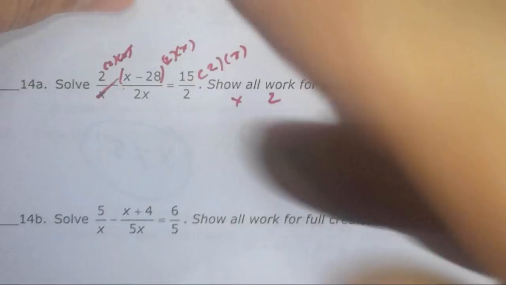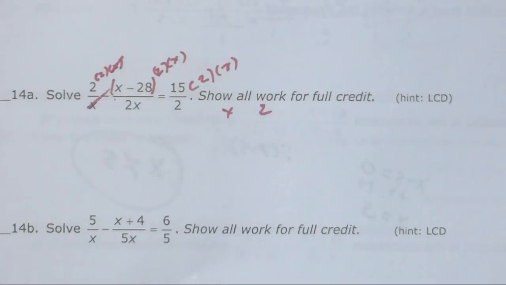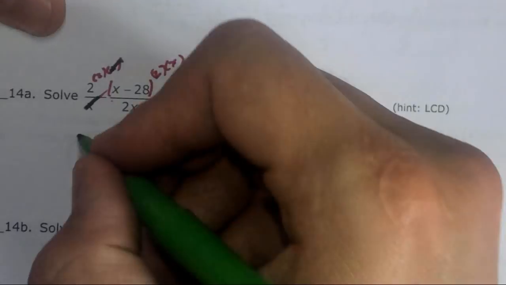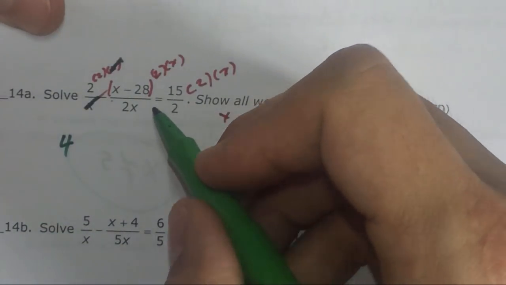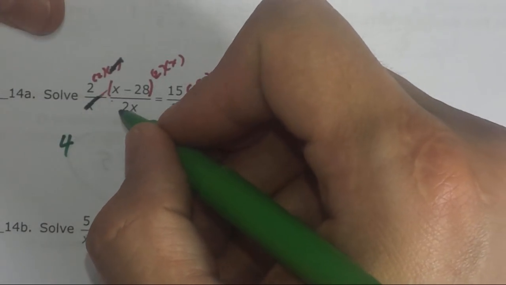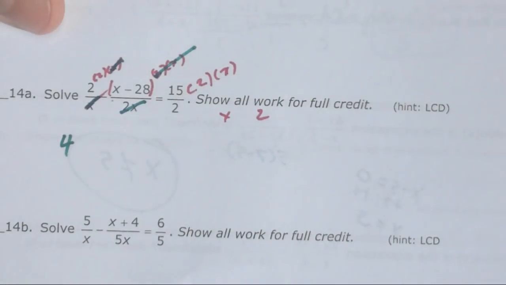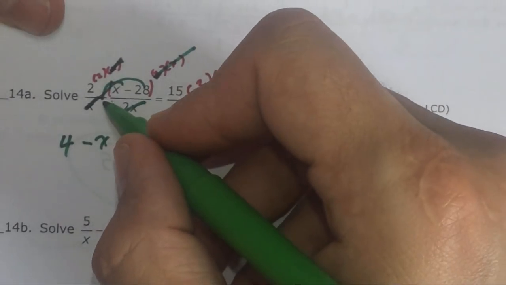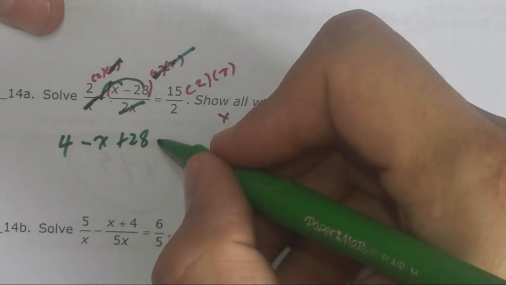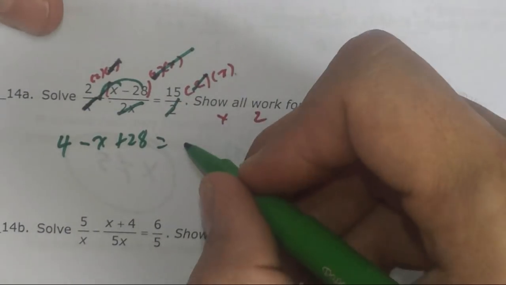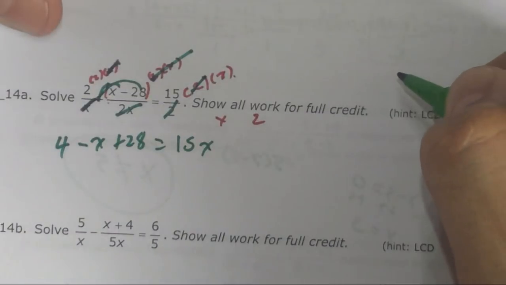This x and this x cancel. That x and this x cancel. That's how the bottom goes away. And I'm left with 2 times 2, which is 4. Now, this is 2x and this is 2x, which means those cancel completely. And I'm left with this negative times this. So I have negative x plus 28. It's subtraction. We have to change the signs. Equals this 2 and this 2 cancel, so I have 15 times x is equal to 15x.